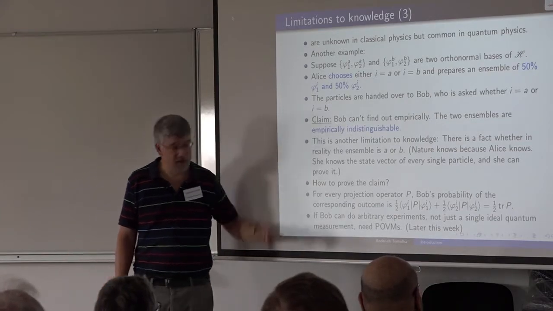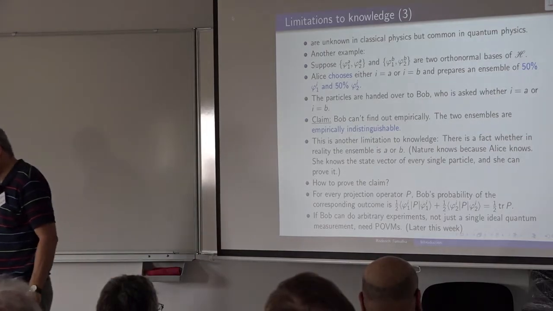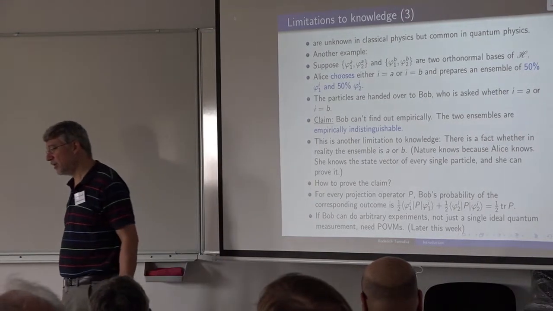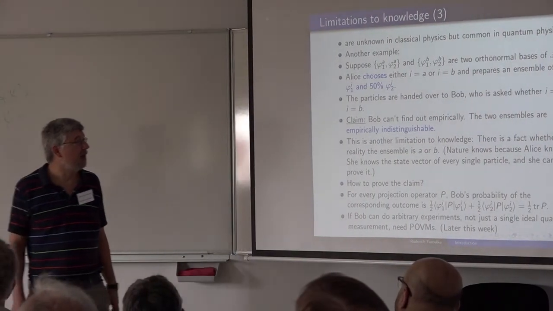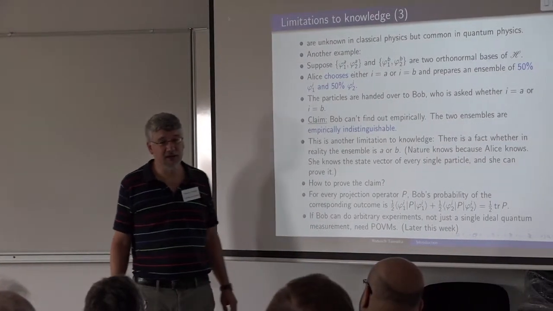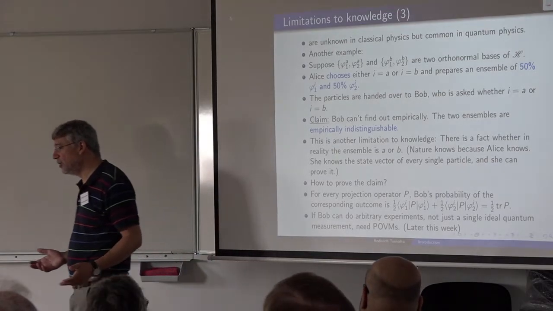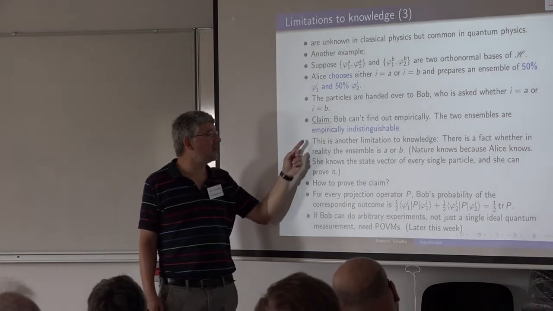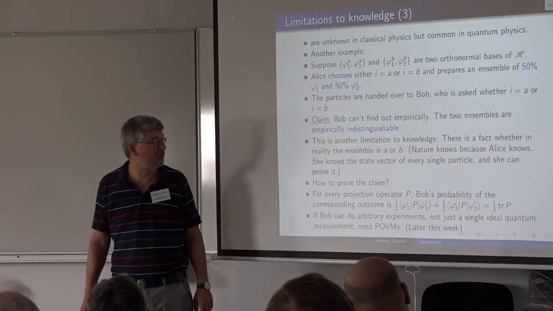The claim, then, first formulated, is: you can't distinguish between these two ensembles. You cannot find out empirically, whatever experiment you do, which of the two ensembles it actually is. The two ensembles are empirically indistinguishable.